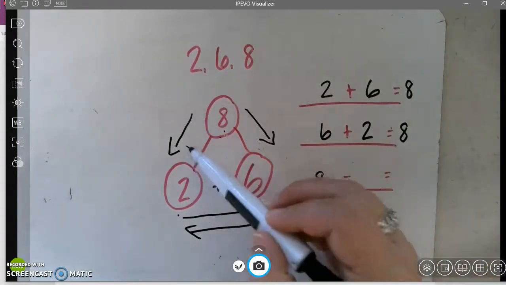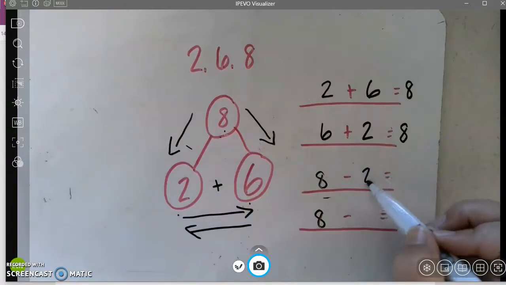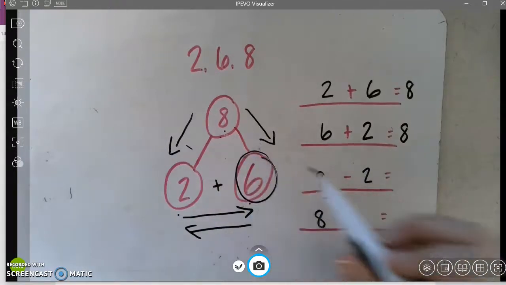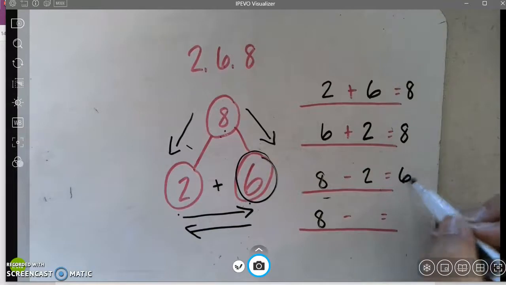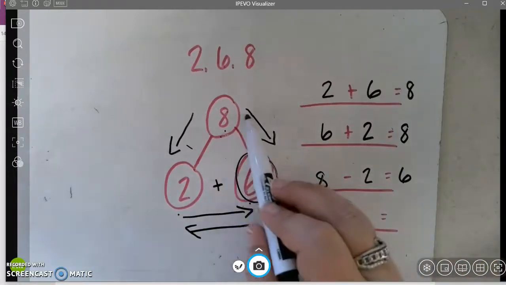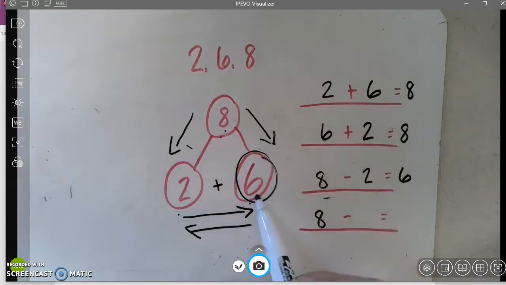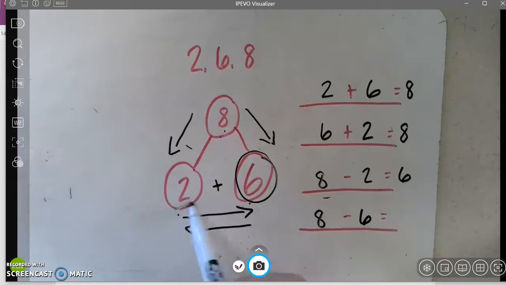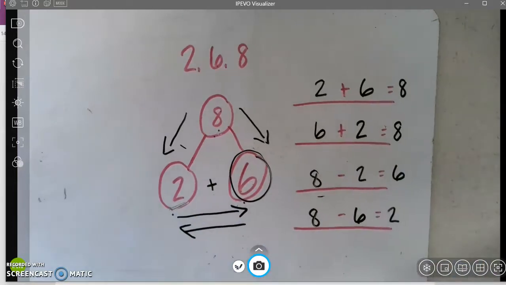And then I go down one side. So 8 minus 2, what does that leave me? It leaves me 6. Now I'm going to start with my whole again, but this time I have to go down this way. So I'm subtracting 6. So 8 minus 6, and what does that leave me? It leaves me my 2. So these are our 4 equations for these 3 numbers.